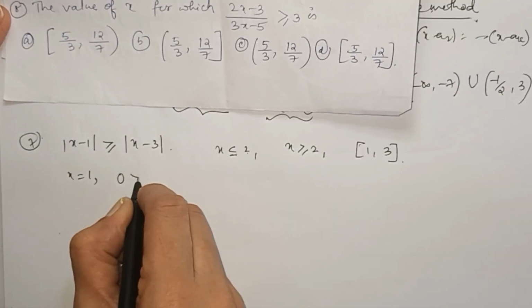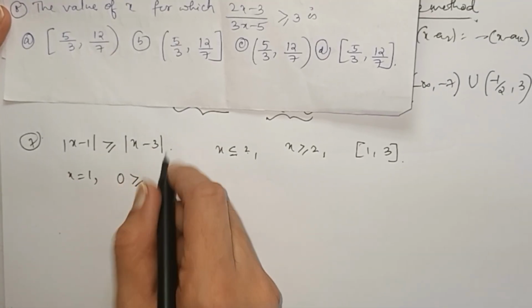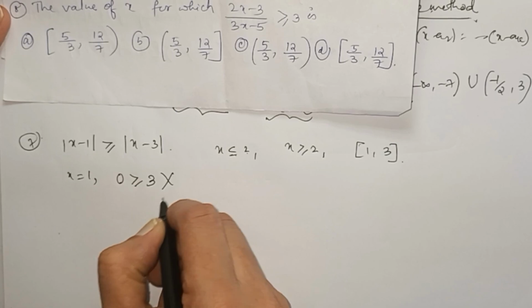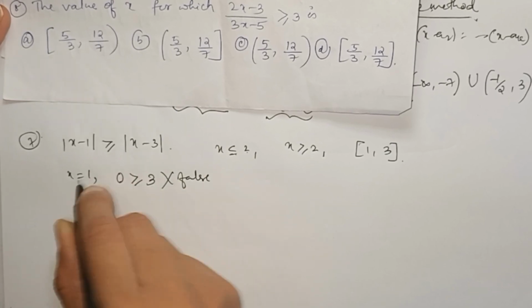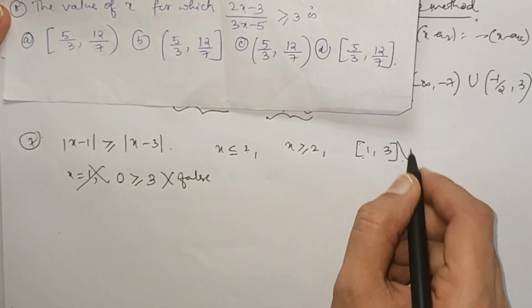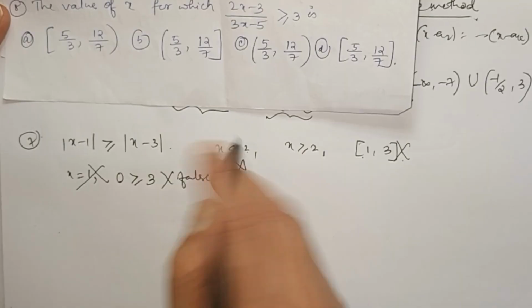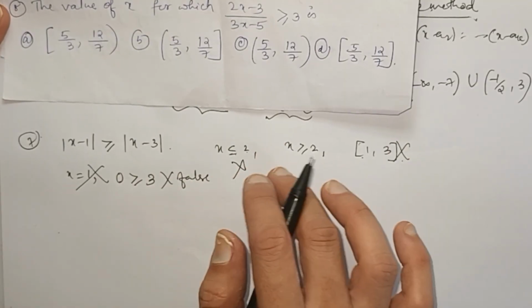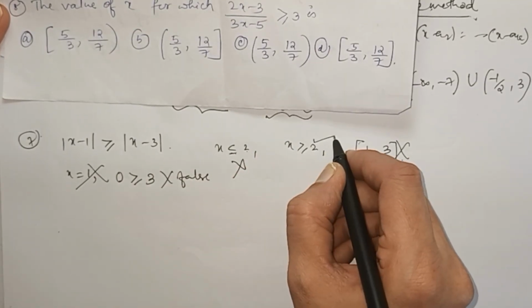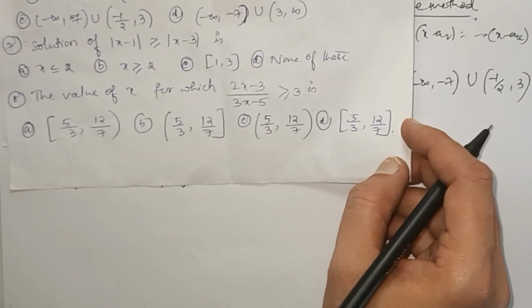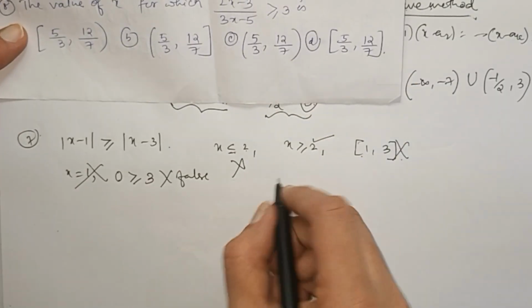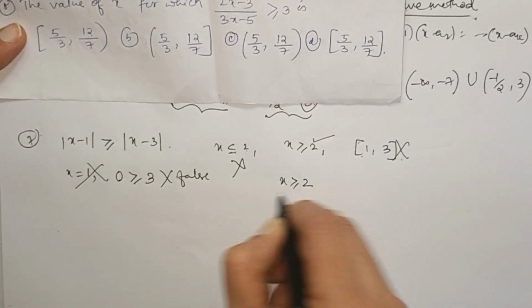This becomes 0 greater than or equal to modulus of 1 minus 3, which is 2. 0 greater than or equal to 2 is false. So x equal to 1 can't be the solution. 1 is within this option, so this option goes. This option also goes. X less than or equal to 2 goes too. Therefore, the only remaining option is this. Hence, the solution set is x greater than or equal to 2.